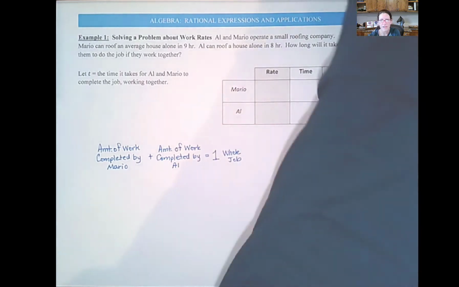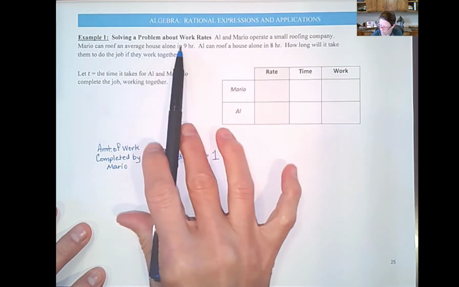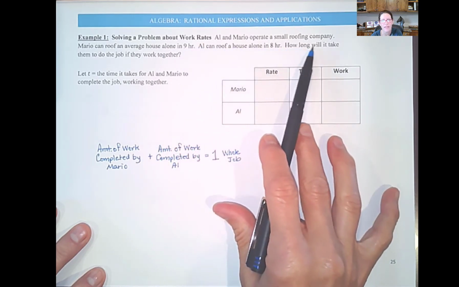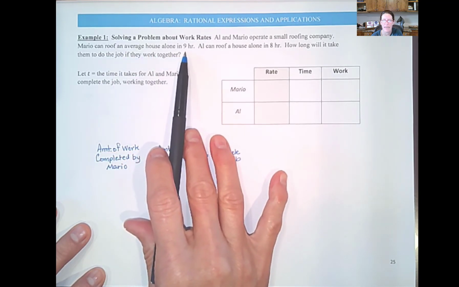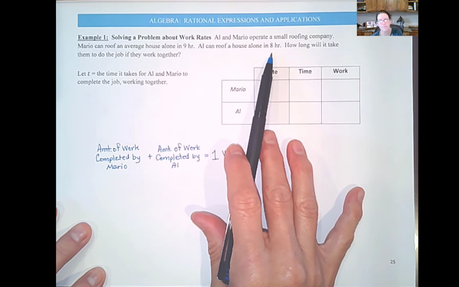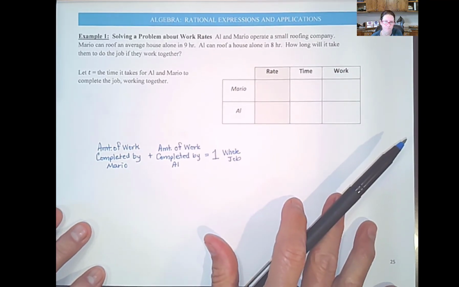Well, I think we're ready to look at an example. Here we go. Solving a problem about work rates. Al and Mario operate a small roofing company. Mario can roof an average house alone in 9 hours. Al can roof a house alone in 8 hours. How long will it take them to do the job if they're working together?